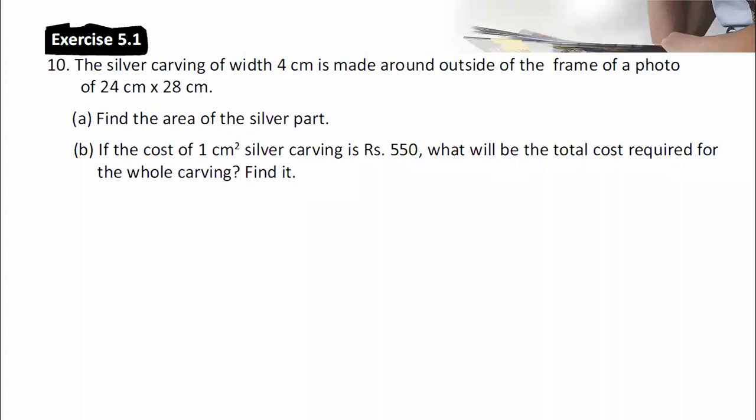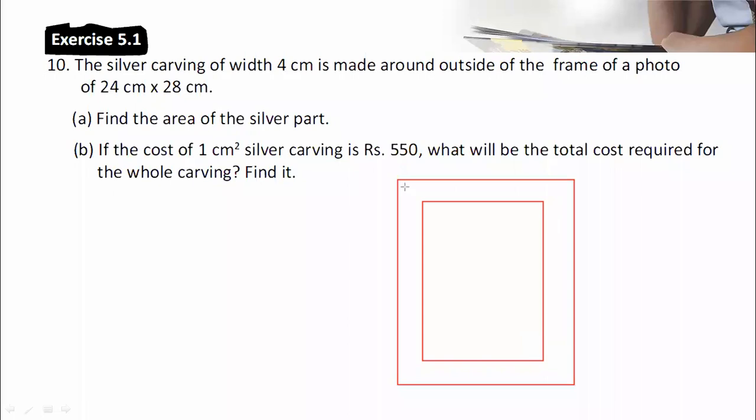So look at this one. Question is, the silver carving of width 4 centimeter is made around outside of frame of photo of 24 centimeter into 28 centimeter. Is the question clear or not? There is the photo. For example, this one is the photo. Inside it there is the picture. यो भित्र पिक्चर छ. यसको बाहिरपट्टि सिल्वर को डिजाइन बन्या छ. Photo frame. Some designs are there in it. Something like this.